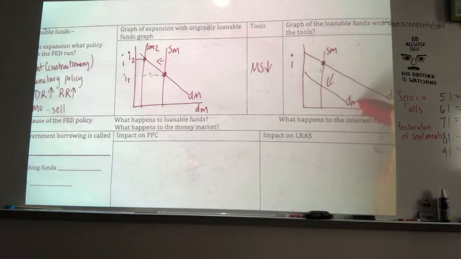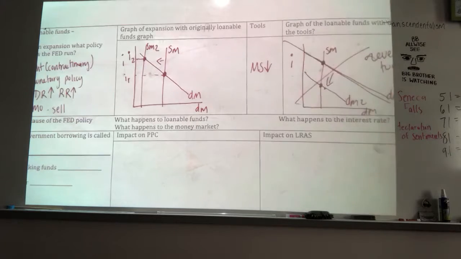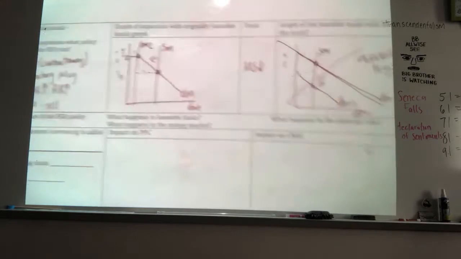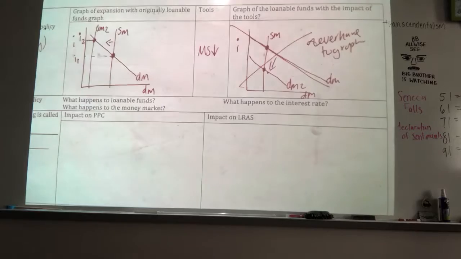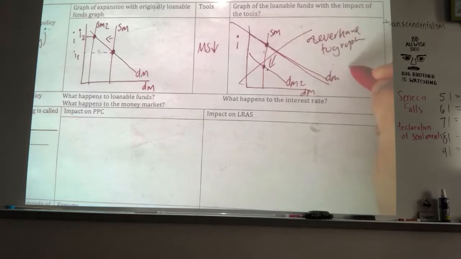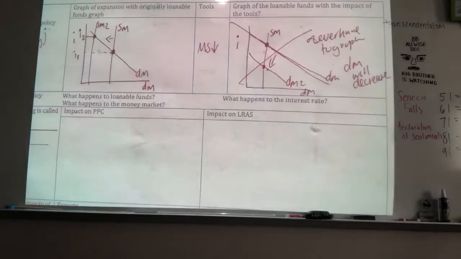They never asked for this curve, but now, because people start demanding less, what happens to the interest rate? It'll fall. But usually, you will never have to graph. Because they'll ask you what happens to people's demand for money, and the demand for money will go what? It will decrease. So we will always have to write the demand for money will decrease. It usually always asks.